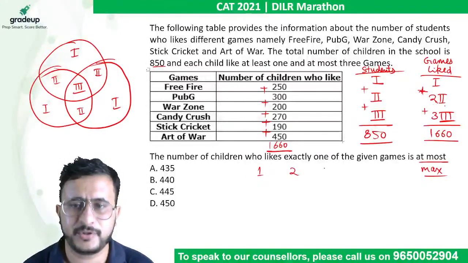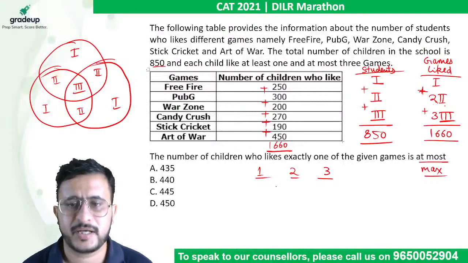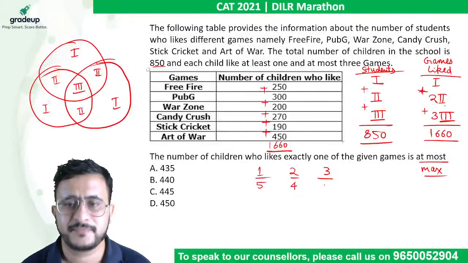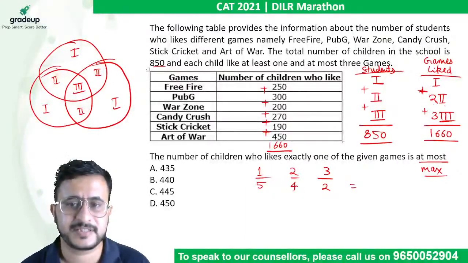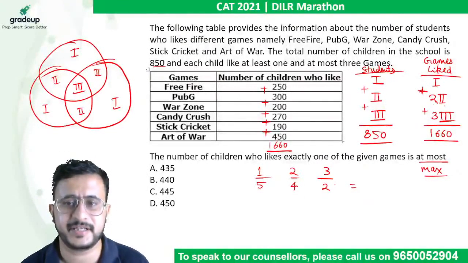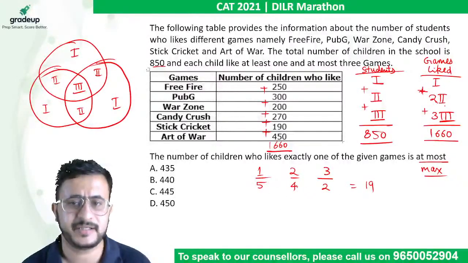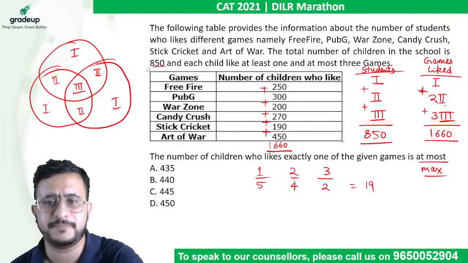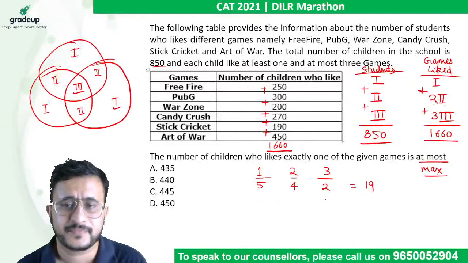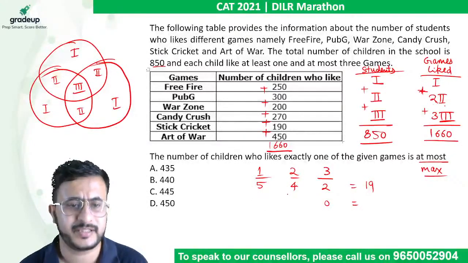Suppose I say 1 game, 2 games, 3 games, right? So there are, let's say, 5 people who like 1 game, 4 people who like 2 games, and 2 people who like 3 games, right? So what is the total number of games liked? 5, and then 5 plus 8, 13, and 6, 19, right? Suppose I have 11 players, and they like 19 games, right? So if I say 0 players like 3 games, I have to put 11 players who like these games, right?